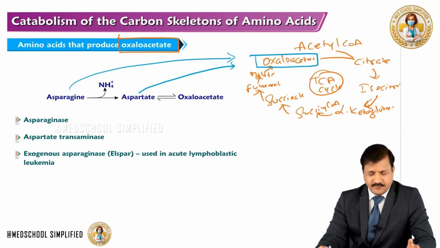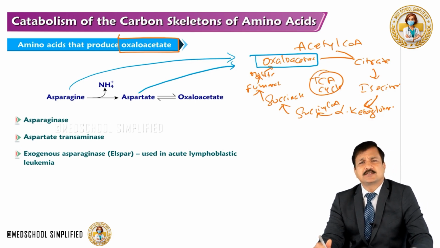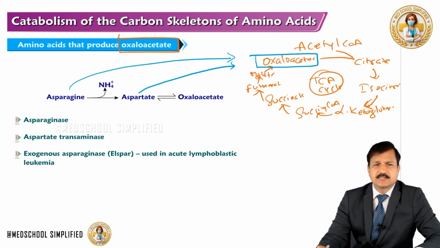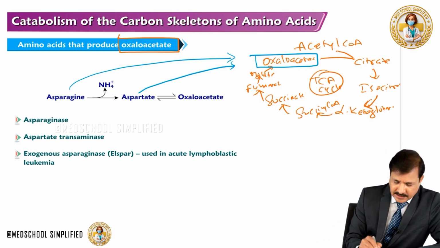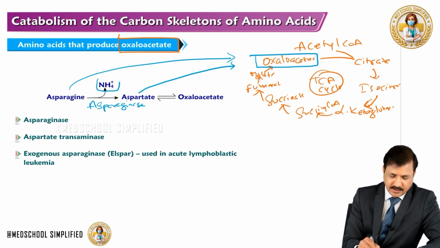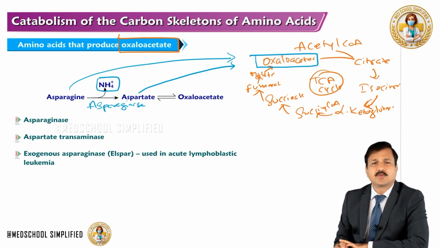Let's see how. First, let's see how asparagine is converted to aspartate. Asparagine can undergo a deamination process done by the asparaginase enzyme. This asparaginase enzyme removes the side chain amino group, basically causing deamidation. The side chain amino group is removed as ammonium ion, and that's how asparagine is converted to aspartate by asparaginase.